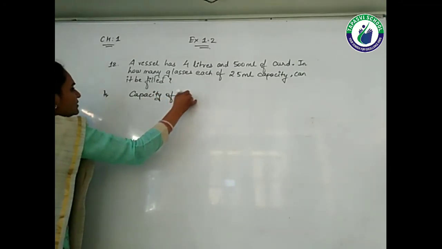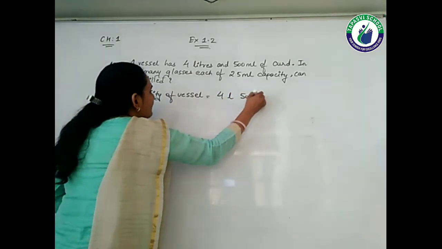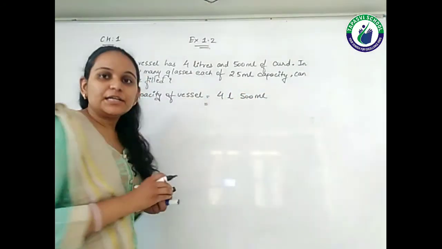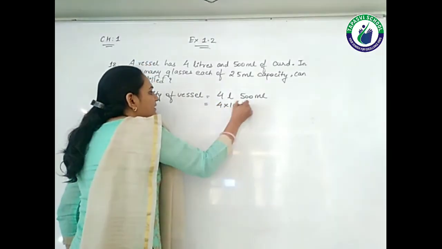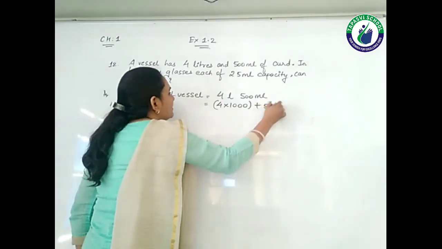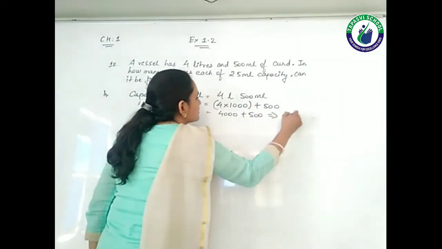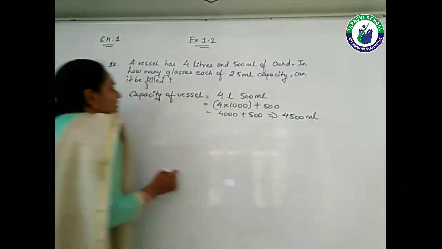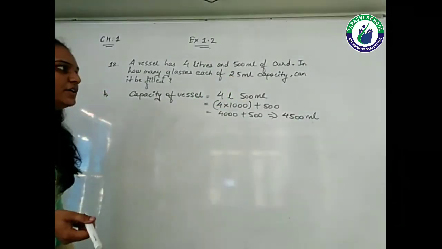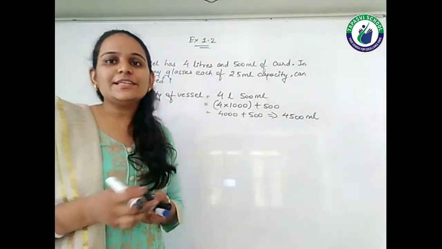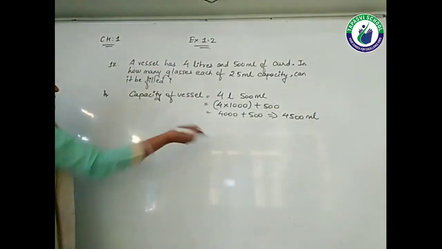Capacity of vessel. What is the capacity of vessel? That is 4 liter and 500 ml. So convert this liter into ml. So 1 liter means 1000 ml. So 4 multiplied by 1000 plus 500. So it's 4000 plus 500 is equal to 4500 ml. Now this is already there in milliliter only, so there is no need for any kind of conversion. Glass is already there in the ml only. So let's see the number of glasses that can be filled.